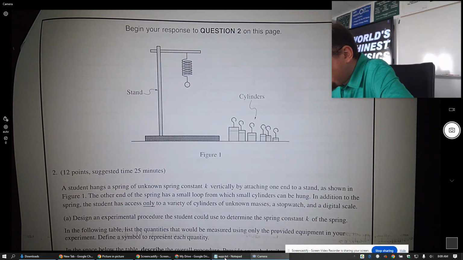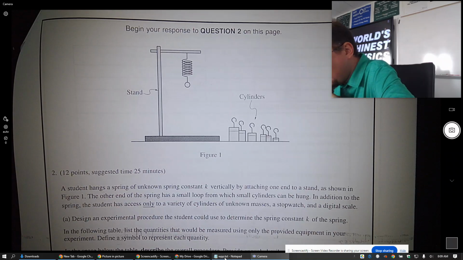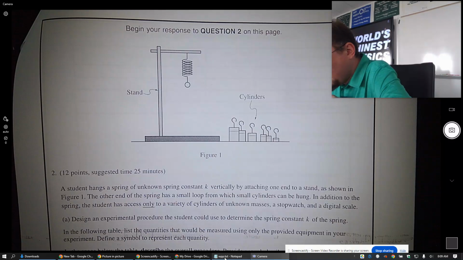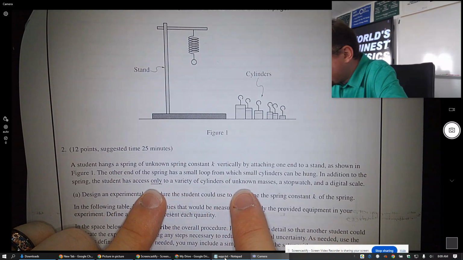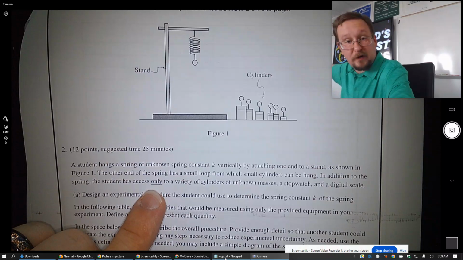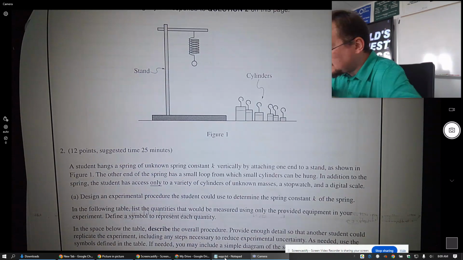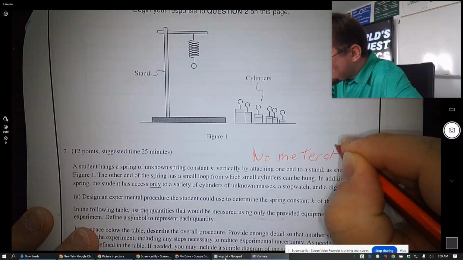Okay, what's going on here? A student hangs a spring of unknown spring constant vertically by attaching one end to a stand, as shown in figure 1. The other end of the spring has a small loop from which small cylinders can be hung. In addition to the spring, the student has access only to a variety of cylinders of unknown masses, a stopwatch, and a digital scale. So let's read between the lines. What are they trying to say that we don't have access to? No meter stick, okay?